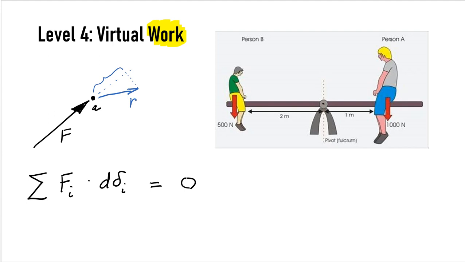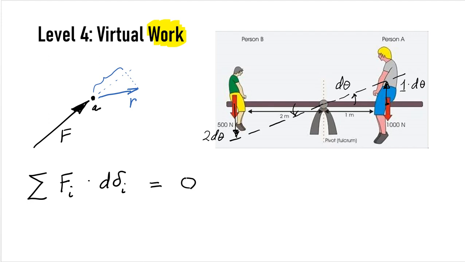So if we go back to the seesaw problem, let's imagine a virtual differential displacement consistent with the constraints. In this case, the constraint is that the center point remains fixed, so our seesaw can only rotate about that point. And if we imagine a differential rotation here, d theta, that rotation generates a differential virtual displacement at the point where the forces are acting. In this case, this displacement here will be 1 times d theta. In this case, the displacement will be 2 times d theta.